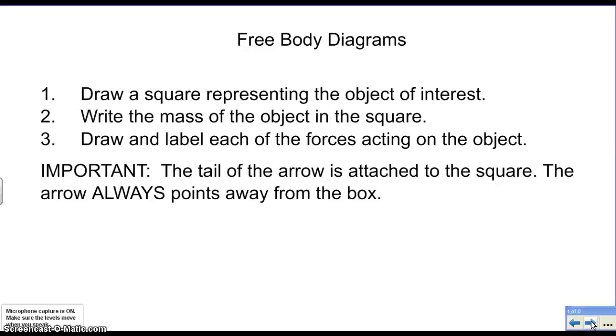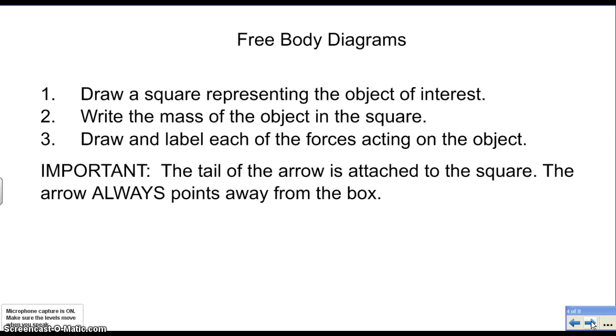So the rules for free body diagrams are: first, you draw a square representing the object of interest. So for instance, if I said, draw me the free body diagram of a person sitting on a chair, the only object I care about is the person. I don't care about the chair, so you don't draw a box for the chair, you only draw a box for the person. Then you write the mass, if you have it, of the object inside the square.